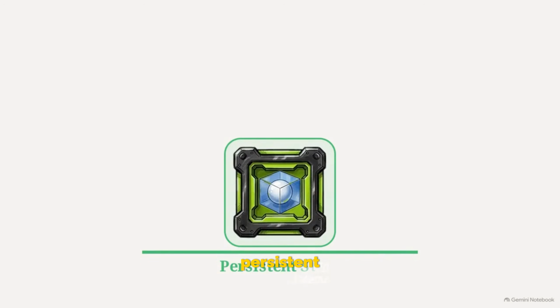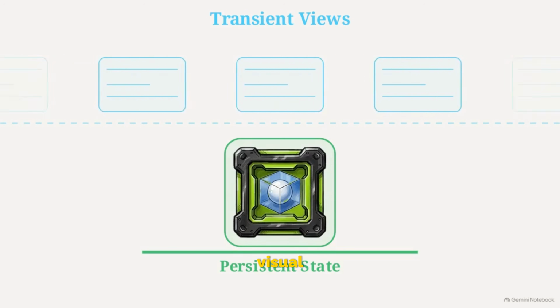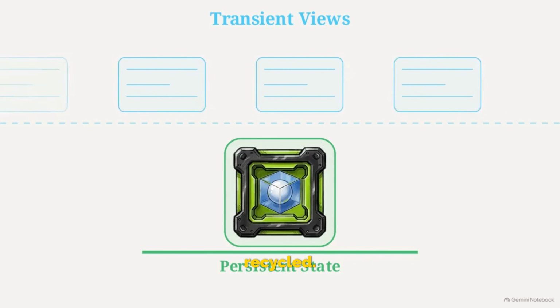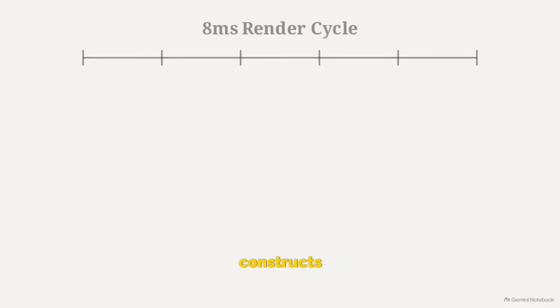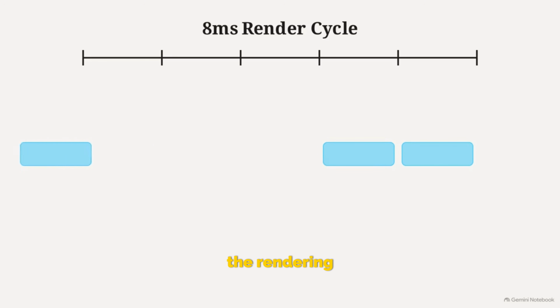Maintaining state requires persistent, heap-allocated memory structures that stay anchored even as the visual interface above them is constantly recycled. This creates a direct engineering tension. The system must coordinate these disposable UI constructs with persistent state models without introducing latency into the rendering cycle.